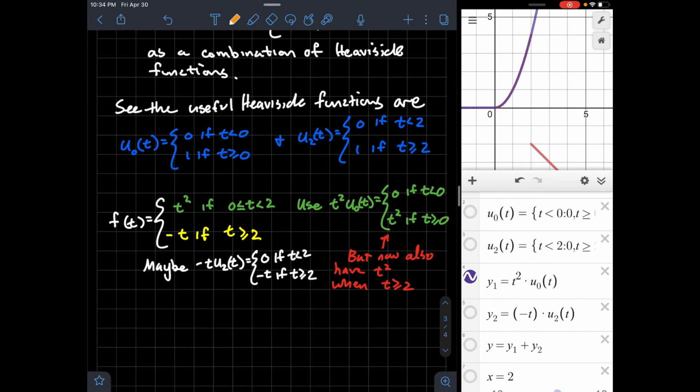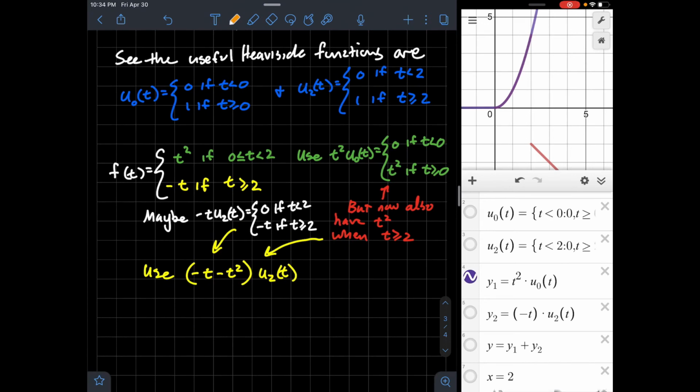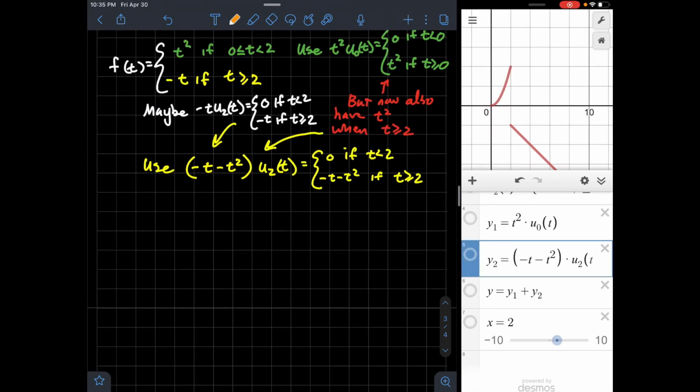So we ought to not just multiply u2 by negative t, but multiply u2 by negative t minus t squared. When I turn the switch on at 2, I'm going to have negative t minus t squared as the output to the right of 2. As the step function goes, its formula is 0 to the left of 2, and negative t minus t squared to the right of 2. I'm subtracting t squared to chop off that piece of the parabola that I don't want. So when I put this together, my answer should be t squared u0 of t plus negative t minus t squared times u2 of t.